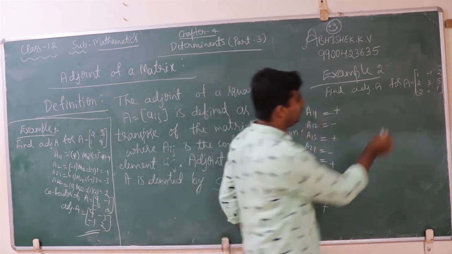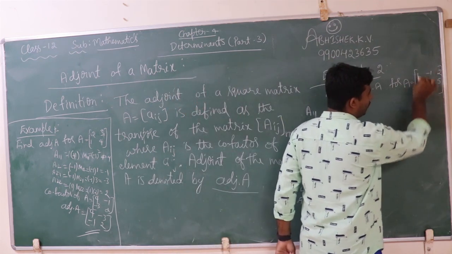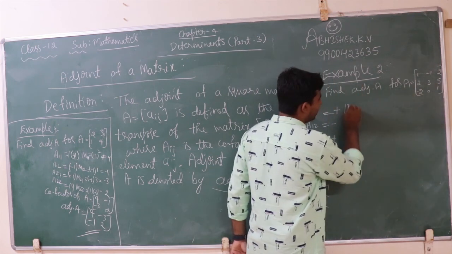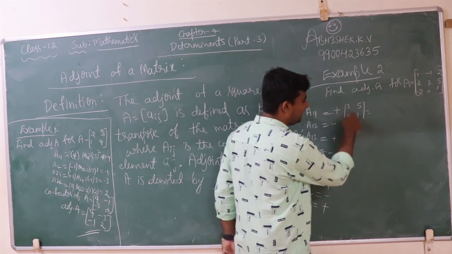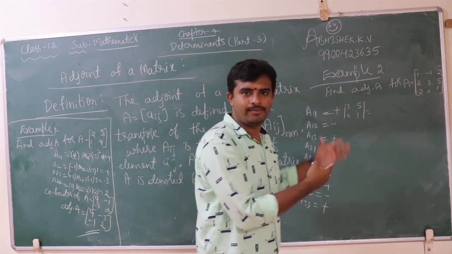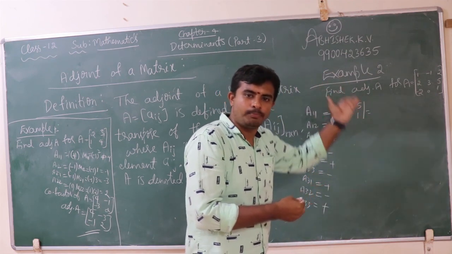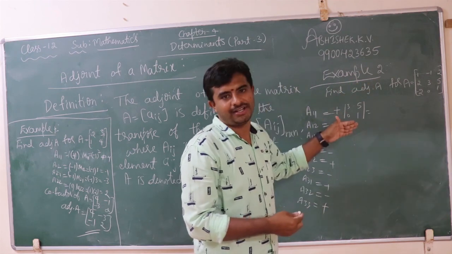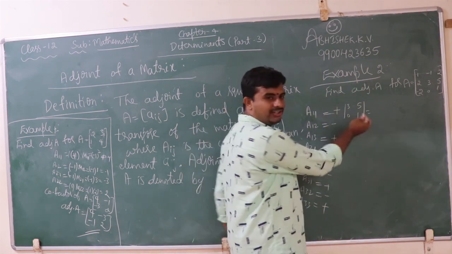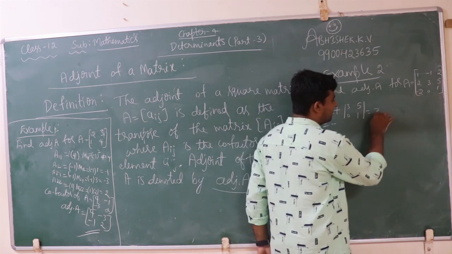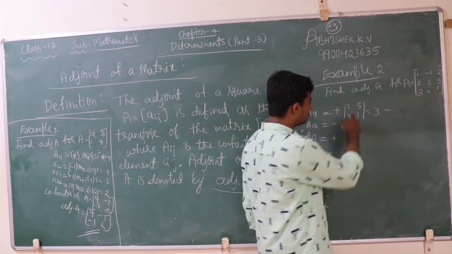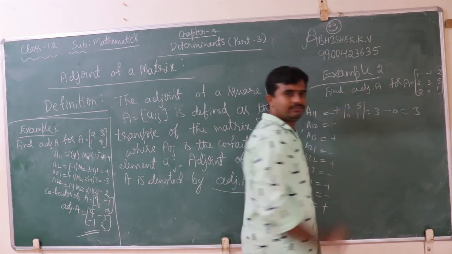For A11, you need to delete the first row, first column, remaining with 3, 5, 0, 1. This is equal to, you already know, the determinant for 2 by 2: the product of the diagonal minus the product of the anti-diagonal. Plus into plus, plus. Then 3 ones are 3 minus 0. This is equal to 3.